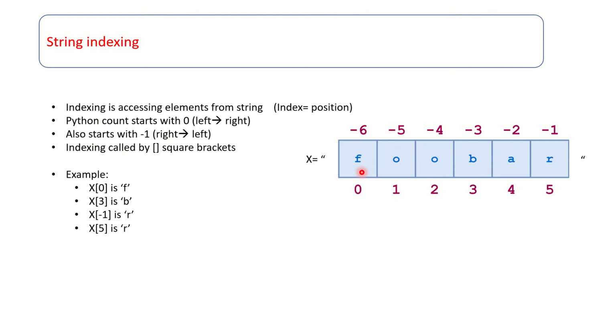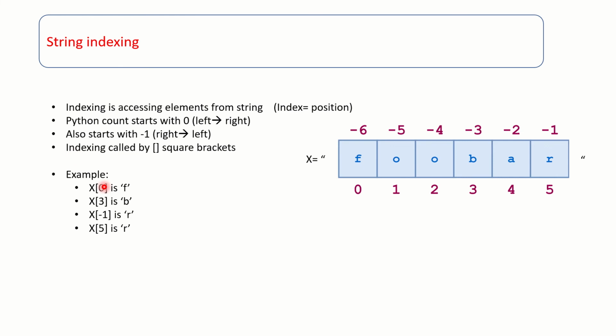So I'll count it now. It starts from 0, 0, 1, 2, 3, 4. Likewise, I have to count. If I start from right to left, it is from -1, -2, -3. Likewise, I have to count. So these are the positions of these elements. Now, I have given one example of how to call the element based on its position.